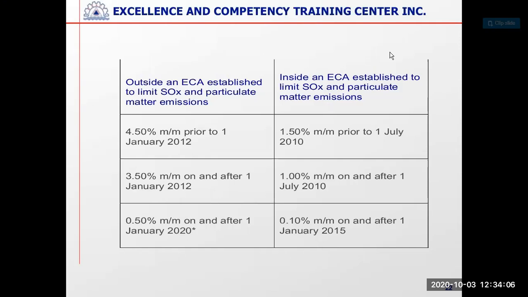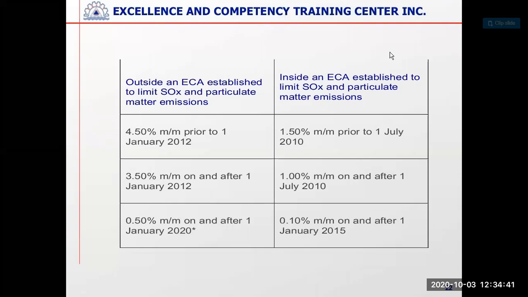So if you are outside sulfur emission control areas, before January 2012, we could emit 4.5% mass by mass of sulfur. And from January 2012 to 2020, till now, we could emit 3.5%. This is also a 3-tier method. So every 5-10 years, we are changing. And then after January 2020, from this year, 0.5% mass by mass sulfur we can emit outside SECA areas.